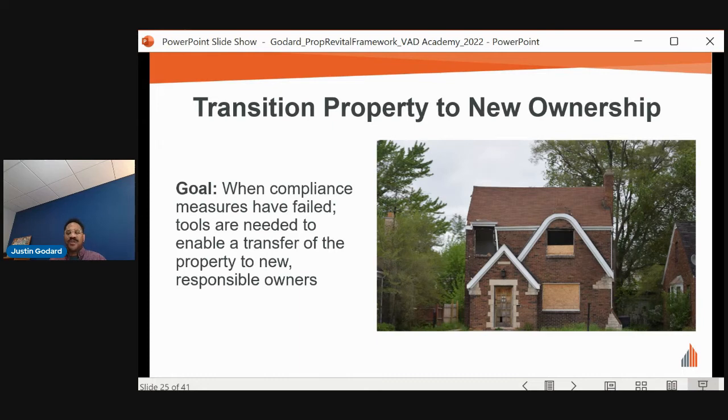And before moving forward, I just want to be very clear here. When discussing property transfers, we are talking about those properties causing the most harm to communities. These are the properties which are clearly vacant and abandoned and present clear health and safety violations.